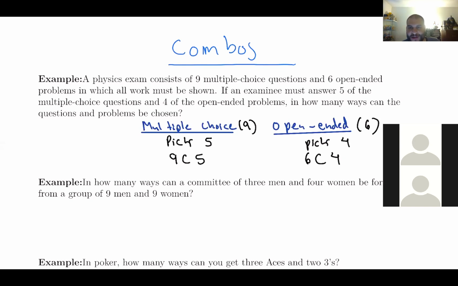For the open-ended questions, there are 6 of them, and we want to see in how many different ways I can choose 4 of them. So maybe I pick the first 2 open-ended questions and the last 2 open-ended questions. So the order really doesn't matter. Right now, I'm going to use the TI-84 just to solve this out for me.